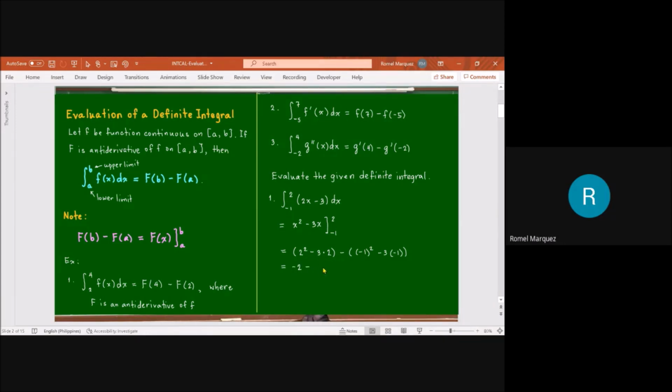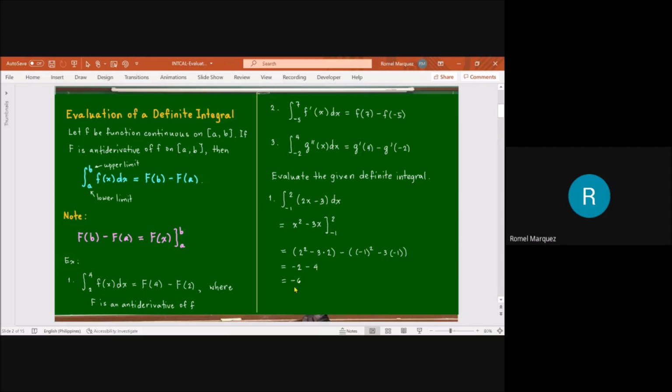Check my evaluation, guys, ha? Minus 1 plus 3, no? 1 plus 3, so that is 4. So negative 2 minus 4 is equal to negative 6. Okay? So the value of this definite integral is negative 6.